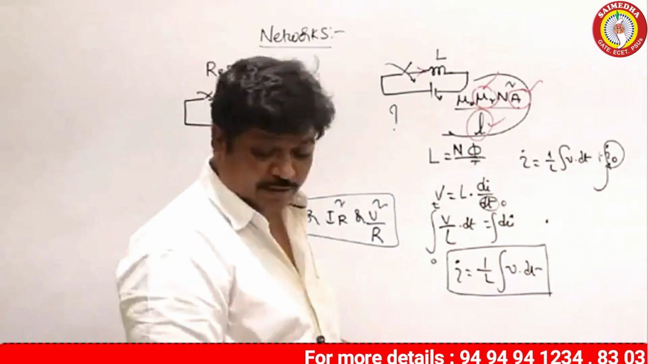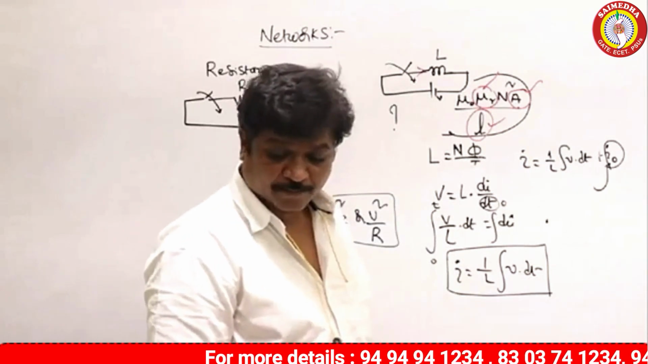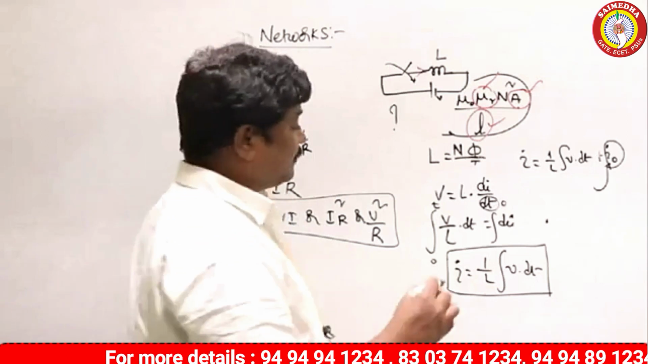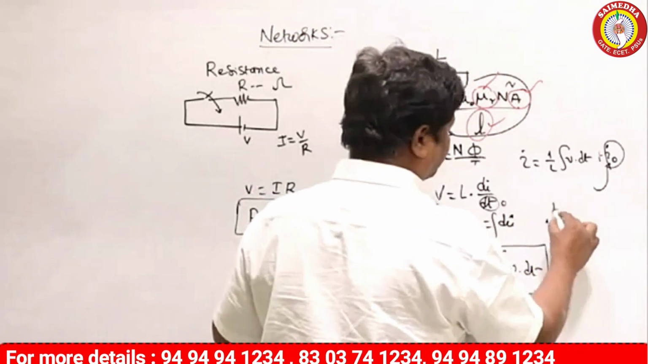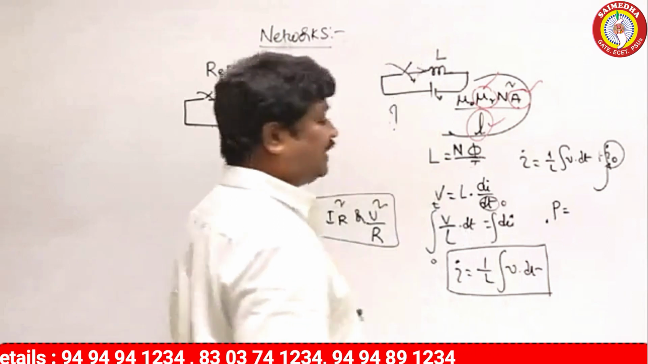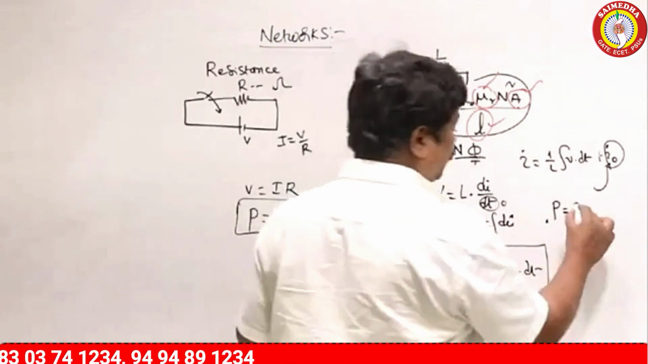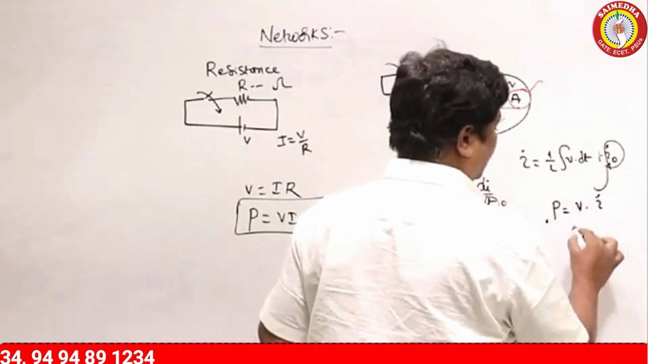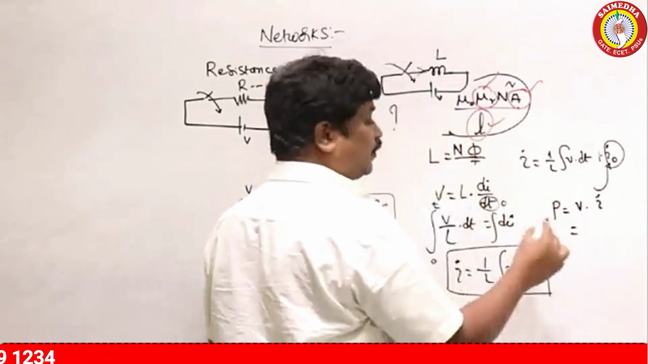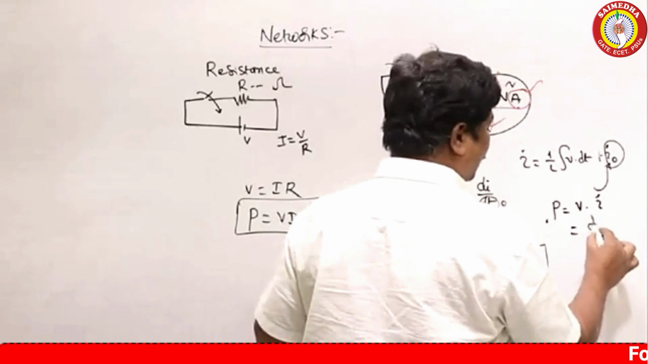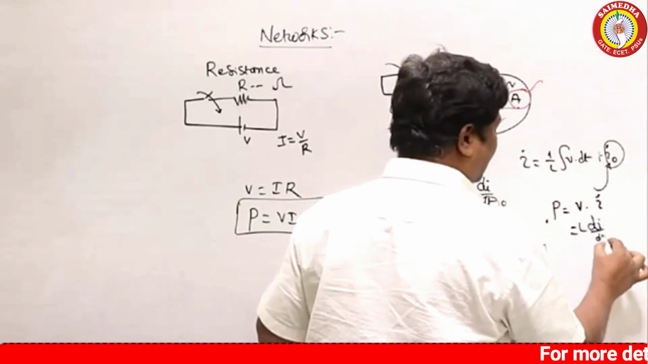Sir, then how can you calculate the power? Power P is equal to V into I. So what is your V? L into di by dt. So power is L into di by dt into I.